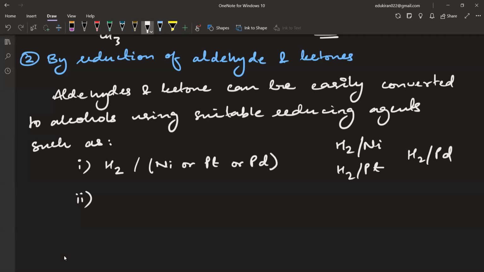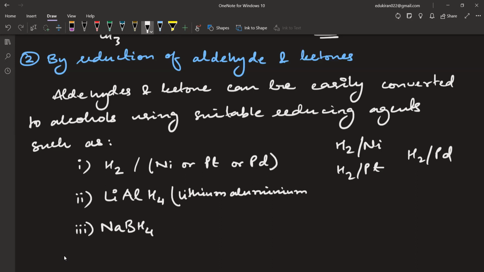Second that is important for you is lithium aluminium hydride. Third one that is important for you is sodium borohydride, NaBH4. I think I should write the names: lithium aluminium hydride. This one is sodium borohydride.